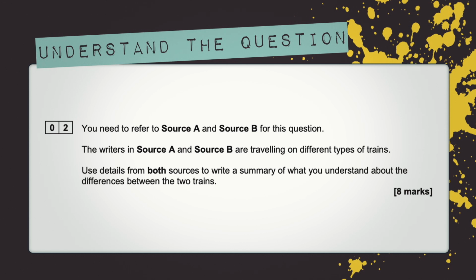You need to refer to source A and source B for this question. Writers in source A and source B are traveling on different types of trains. Use details from both sources to write a summary of what you understand about the differences between the 2 trains. The key thing to note here is a requirement for you to write a summary, which covers as many key points as possible, but mainly in your own words.